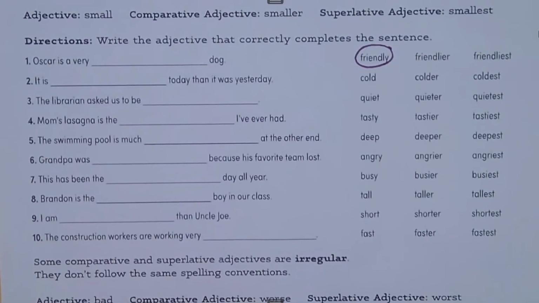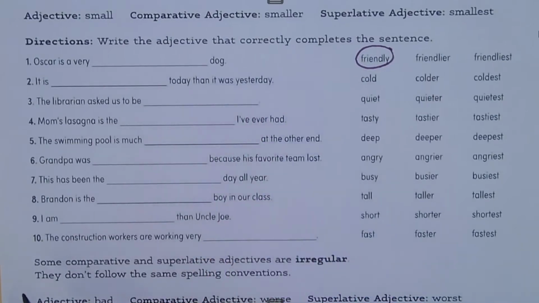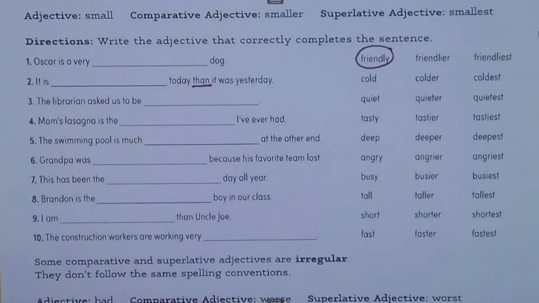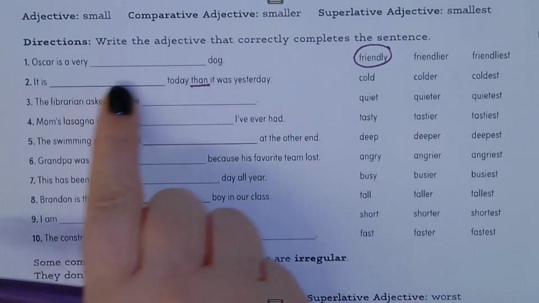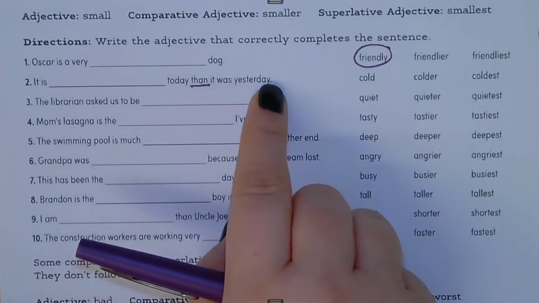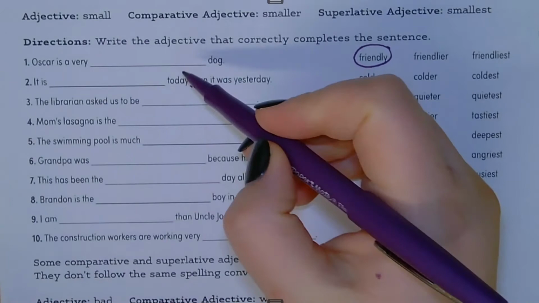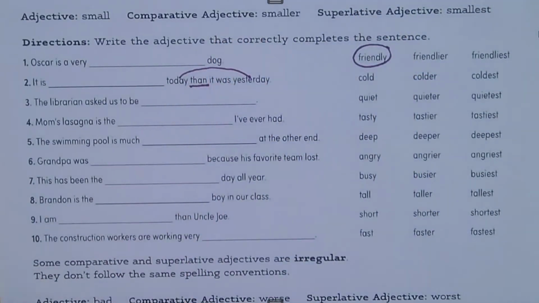Number 2, it is blank today than it was yesterday. Than is a huge clue word to tell you you are comparing something. So let's look, what are we comparing? It is blank today than it was yesterday. We are comparing today to yesterday. So these two things are being compared. That's two things that are being compared.